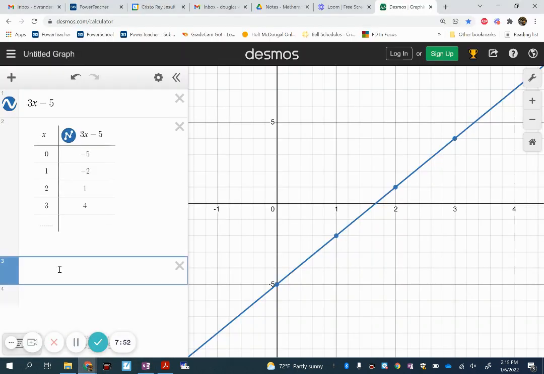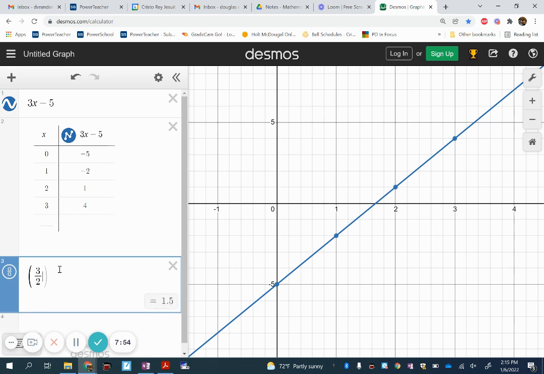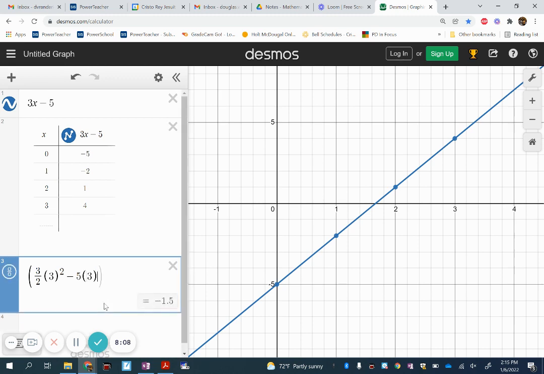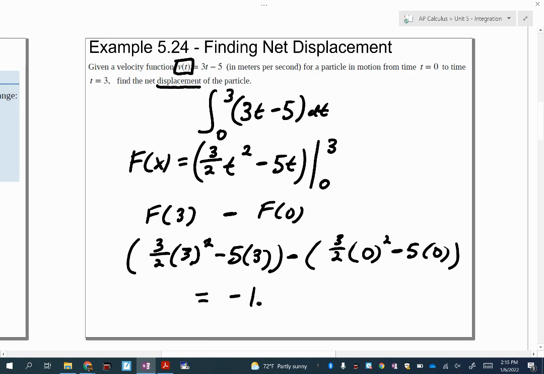So I have 3 halves times 3 to the second power minus 5 times 3. All right. So again, minus 5 times 3. There we go. So your answer, if you want to put it as a fraction, is negative 3 halves. As a decimal, it's negative 1.5. So this is going to be negative 1.5 meters is the net displacement here for this particle. So negative 1.5 meters. Okay?